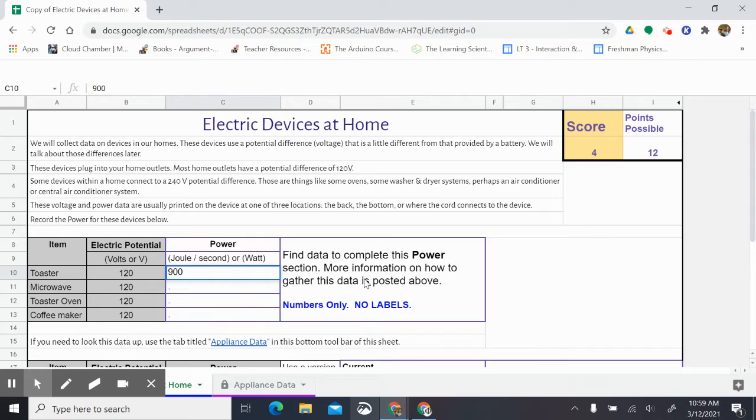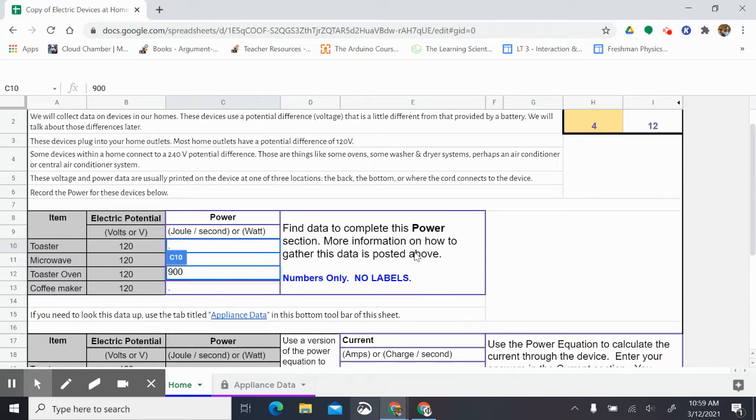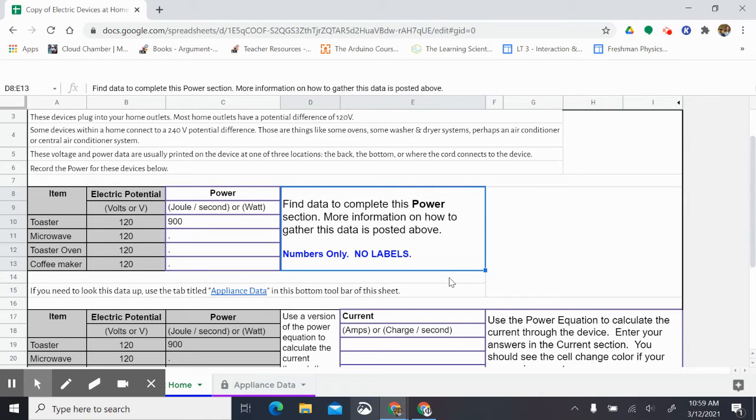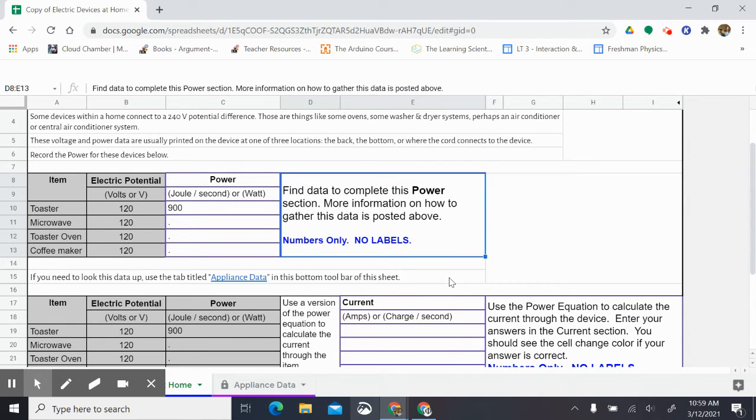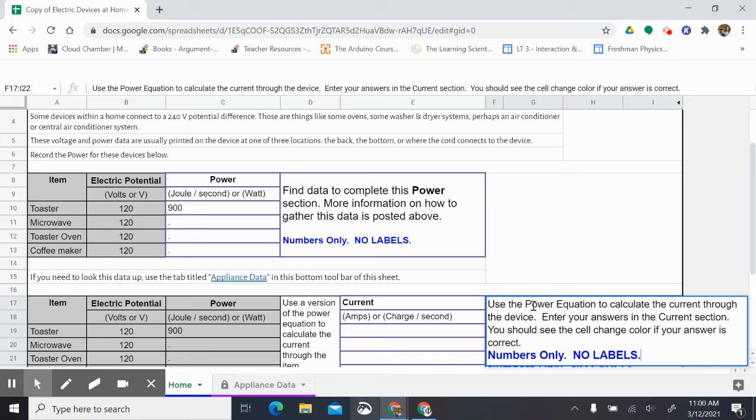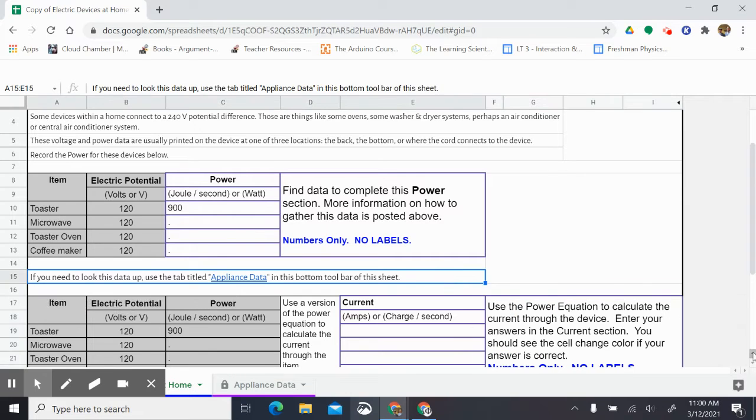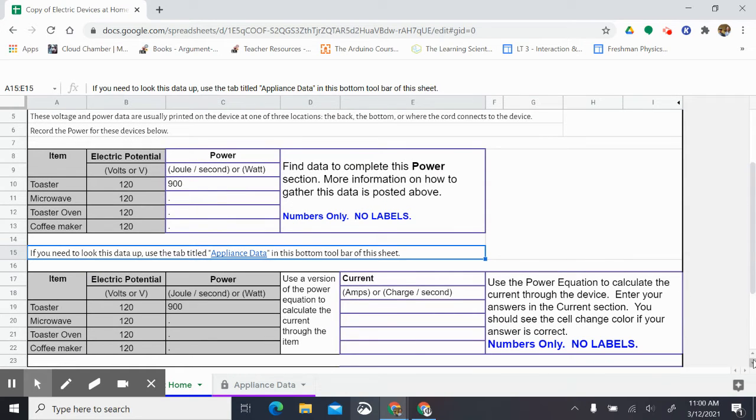But for now, just to make sure we see one example worked all the way through, I'm just going to go with the toaster. Oops, I scrolled down and that buggered things up. Go back here, 900. Enter. All right. So in your version, you will only be able to enter data in these columns and in these spots here. I made it so that you wouldn't accidentally remove something that you needed later.